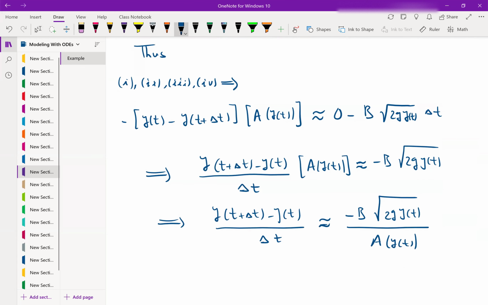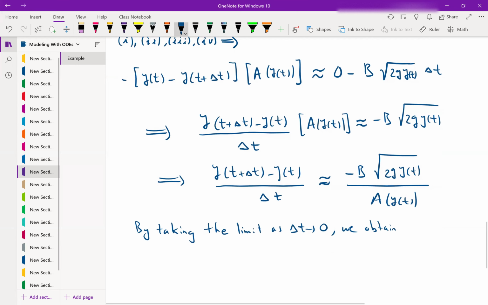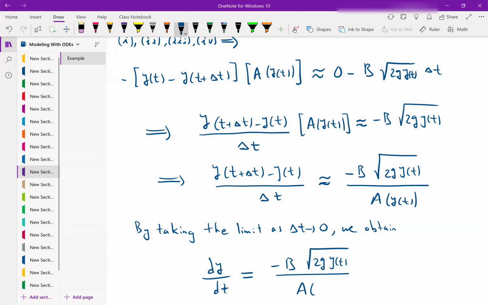And so, by passing to the limit, taking the limit as delta t goes to 0, we obtain: on the left-hand side, I will have dy/dt. And now since I'm taking the limit as delta t goes to 0, I will have exact equality. And on the right-hand side, I will have just negative B square root of 2gy of t divided by A as a function of y of t.